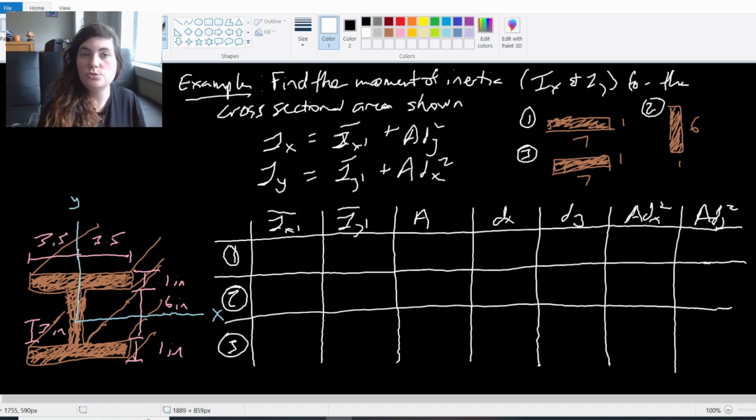You can do 2 separate tables if you want to, or you can do 1 table. It's really up to you what makes the most sense in your brain. Again, you don't have to use tables at all if you don't want to. This is just, for me, the easiest way to organize the information.